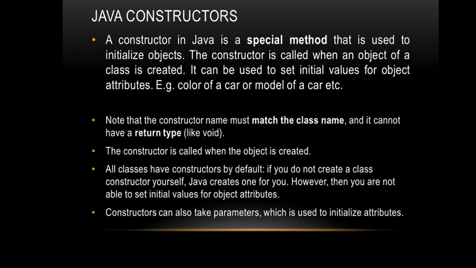The main objective behind a constructor is to initialize the variables, the member variables of the class. All classes have constructors by default. If you do not create a class constructor yourself, Java will create one for you, but that constructor will not allow you to change the initial values of the member variables or object attributes. A constructor can also take parameters which are used to initialize attributes.